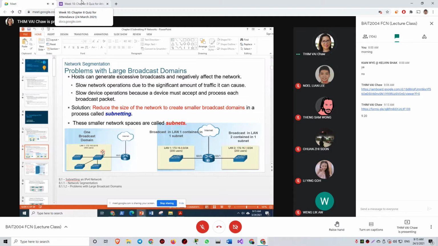Okay, so actually this one is a classful subnetting. This one is a classful subnetting. It's not classless. The intention is just to tell you that the broadcast domain becomes smaller after you do subnetting. Okay, you will speed up your process.